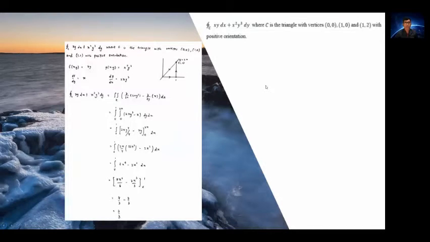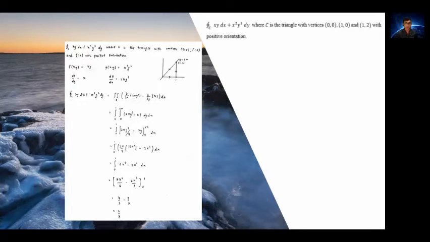Assalamualaikum. My name is Aziz and we will continue to the next question. This question is the integral over C of xy dx plus x squared y cubed dy, where C is the triangle with vertices (0,0), (1,0) and (1,2) with positive orientation. First of all, we need to sketch the graph. And then we need to identify the F(x,y) and G(x,y). F is xy and G is x squared y cubed. And then we need to differentiate: ∂F/∂y equals x and ∂G/∂x equals 2xy cubed.